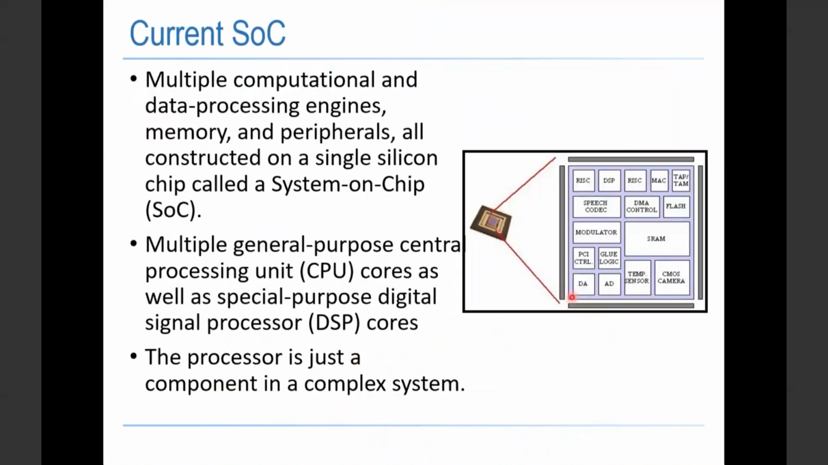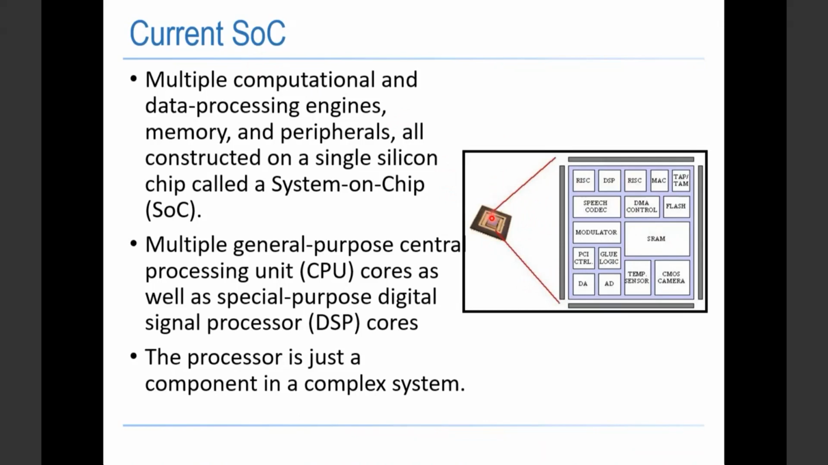For the current system of chip, the current state of the art in embedded system design is to have multiple computational and data processing engines, memory, and peripherals all constructed on a single chip. We call it an SoC. You can see here, all of these things will be embedded inside this one chip.